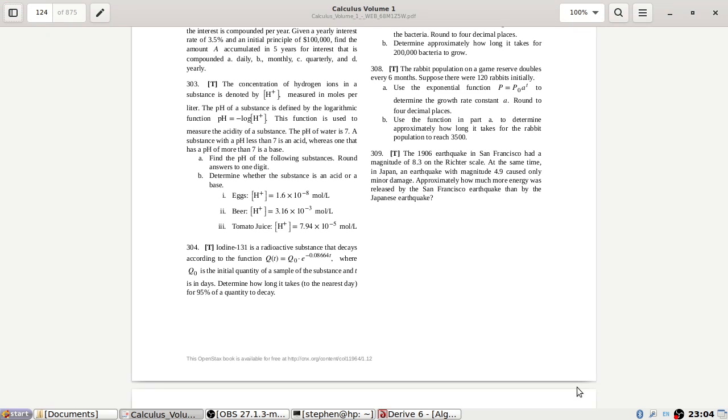And lastly, the 1906 earthquake at San Francisco had a magnitude 8.3 on the Richter scale. At the same time, in Japan, an earthquake of magnitude 4.9 caused only minor damage. Approximately how much more energy was released by the San Francisco earthquake than by the Japanese one? Okay, I'm going to have to get the Richter scale formula.